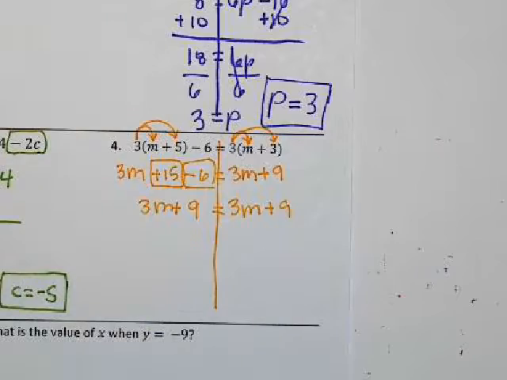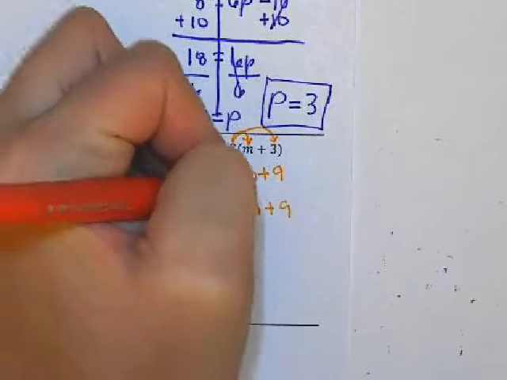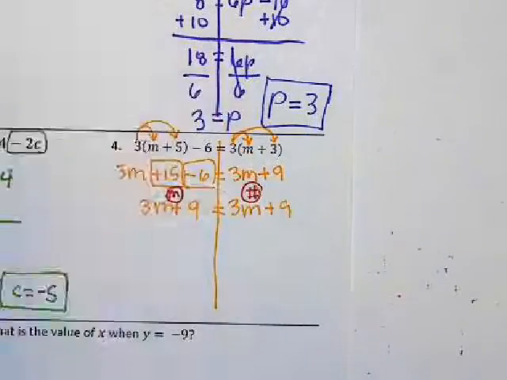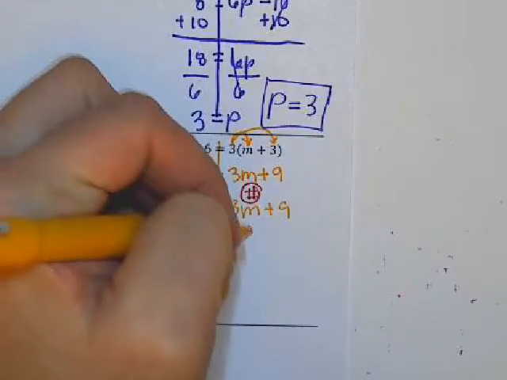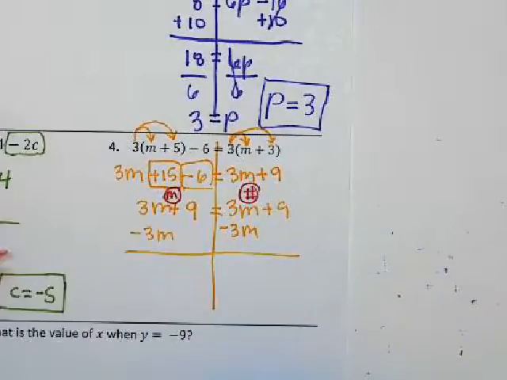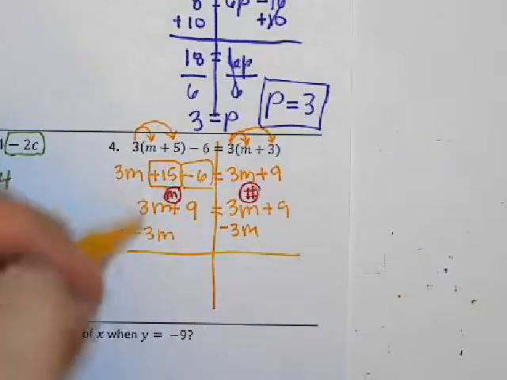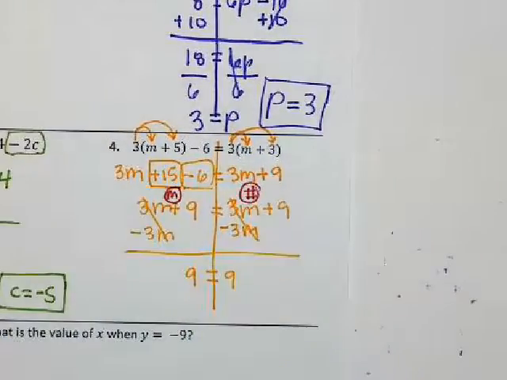Does it matter which side is my m side? No, because they're the same. 3m and 3m are the same. So I'm just going to make this the m side. Get all your m's to the same side. Minus 3m. Technically, it doesn't matter since it's the same equation. So the 3m's cancel. I'm left with 9 equals 9. That's the answer.